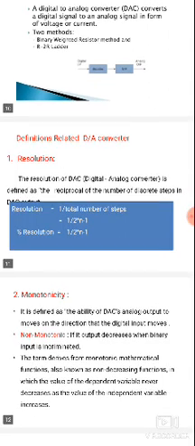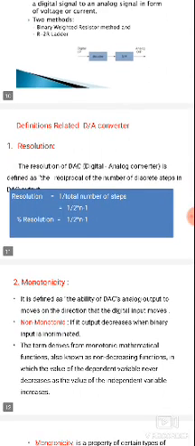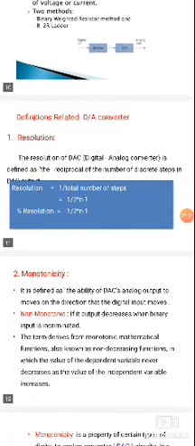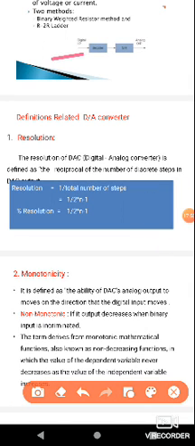There are some definitions related to the digital to analog converter. Digital to analog converter means we give the digital input and we get the analog output. Digital input is applied, and then we can get the analog output. So these are the D to A converter definitions: D to A means a digital input is given and we take the analog output.